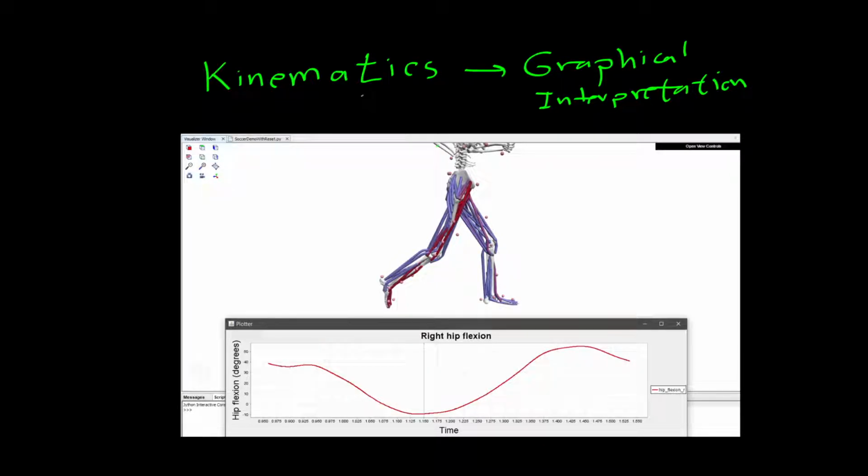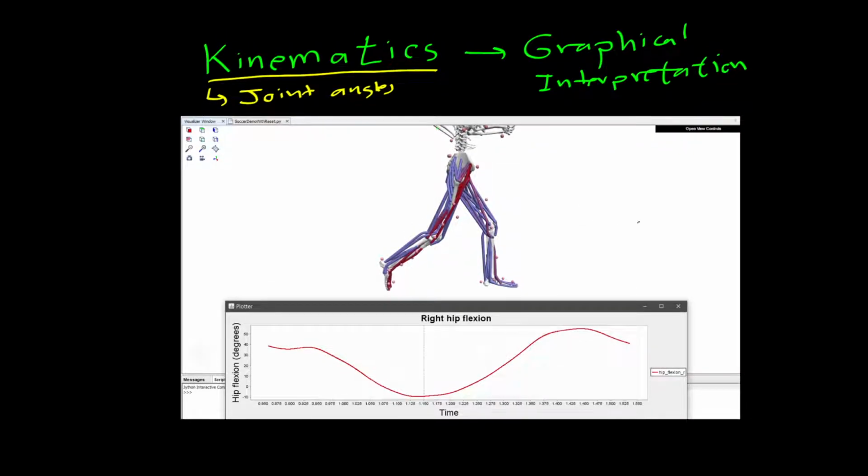In this video, I want to introduce you to the idea of plotting kinematics on a graph and interpreting them. So remember from last week, kinematics, what I mean by that is joint angles primarily and their orientation in space. So this is going to get us into the context of defining our joint angle convention and talking about flexion and extension or abduction, adduction.